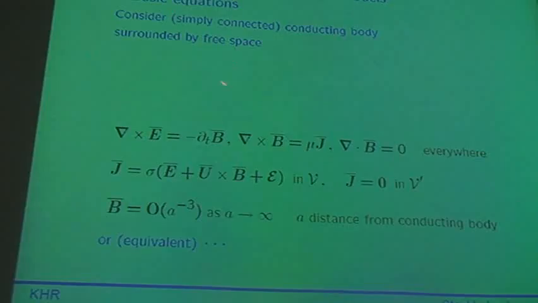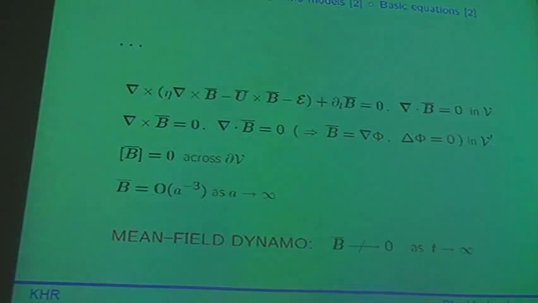Consider a simply connected conducting body in free space, surrounded by free space. Then in this body you have Ohm's law in this form, the mean field version of Ohm's law. Outside you have, of course, no current, also no mean current. You should require that B vanishes at large distances from the body, at least like a dipole field, that means in this way. You can also write down the equations in this way.